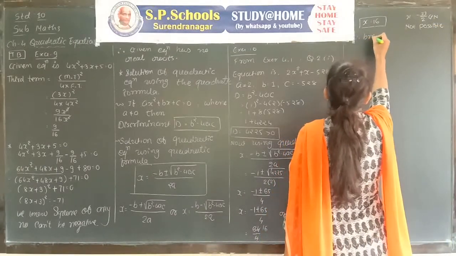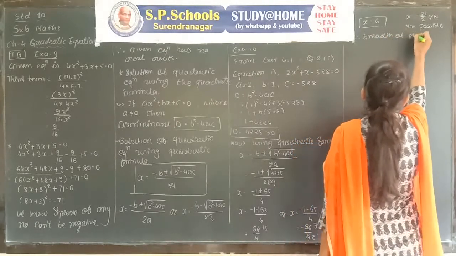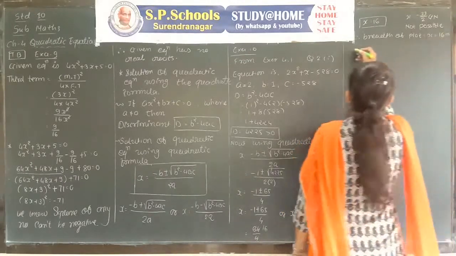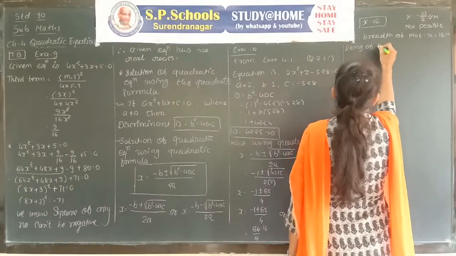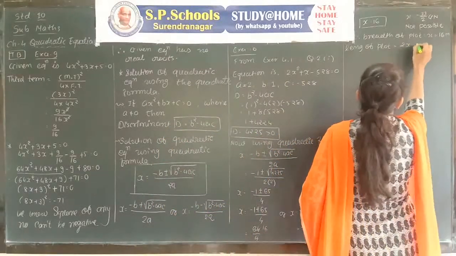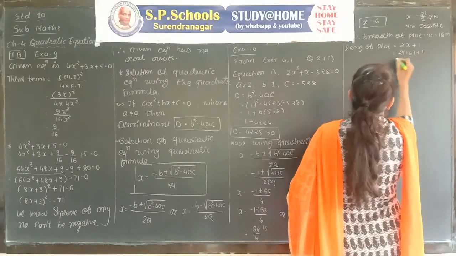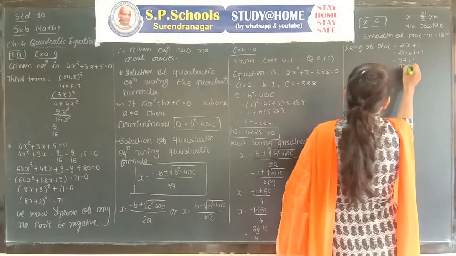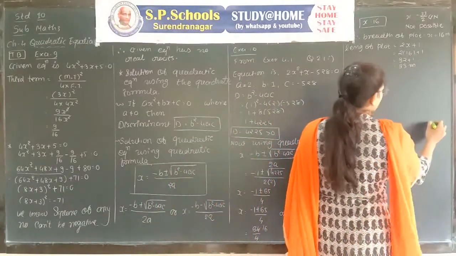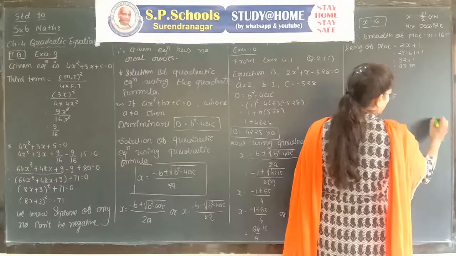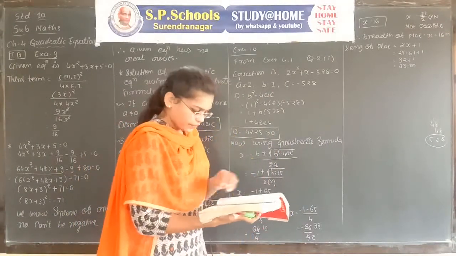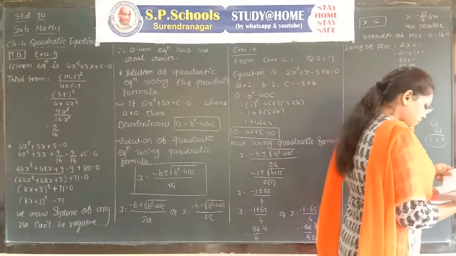Therefore, breadth of plot is equal to x, which is 16. The unit is given as meter, so it is 16 meters. Length of plot is 1 more than twice the breadth, which is 2x plus 1. 2x is 32, plus 1, which is 33 meters. 16 multiplied by 33, length multiplied by breadth gives the area, which is 528. Yes, in the question the area 528 is given, hence it is also verified. Here example number 10 is completed.